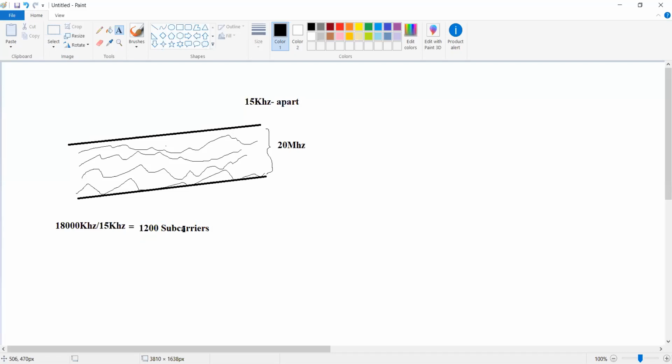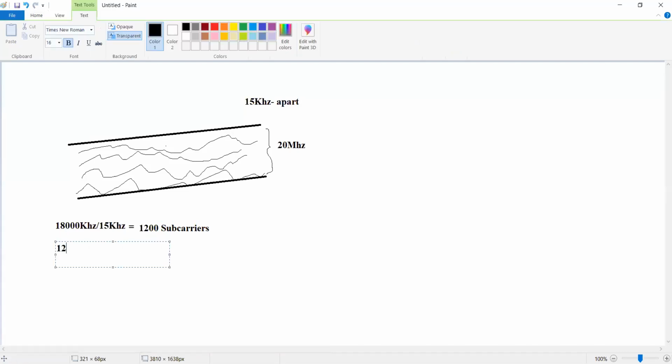One more point you should note: as per 3GPP, they have defined 12 subcarriers as equal to 1 RB. We have to follow the 3GPP specifications. So as per them, 12 subcarriers combined is called 1 RB, one resource block. So our question is, how many resource blocks will come into 20 megahertz then?